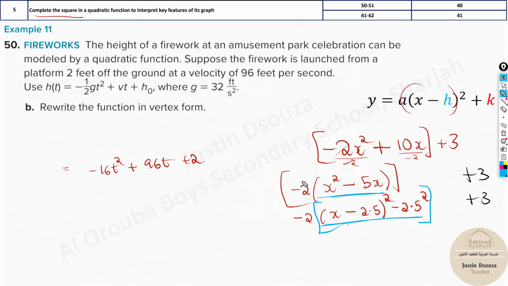Why is this important? Because whatever you have completed the square, right, is this much. This minus 2 has to be multiplied here now. Distributive property, this minus 2 will be multiplied here, and then you simplify further. Okay, this is important to understand.